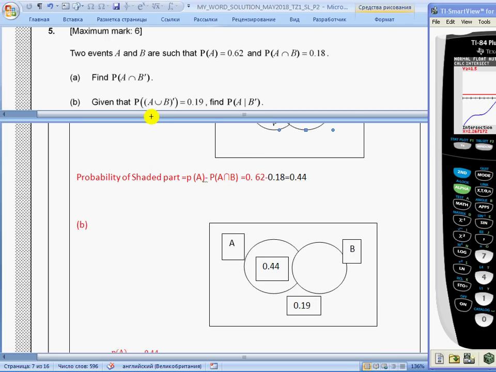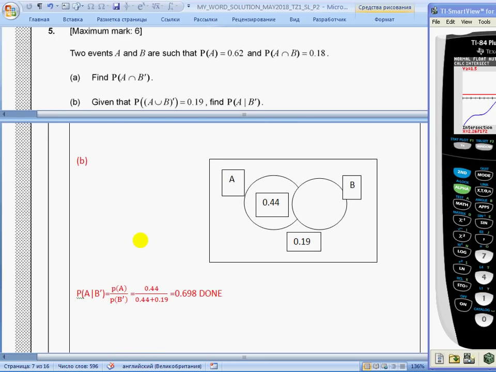Given that the probability of the union of A, B not, so it is the external part, is 0.18, find the probability of A given that not B happens. So this conditional probability is given by this formula. Probability of not B equals the probability of this part that we found before plus the external part. So we add, and the probability is 0.44.